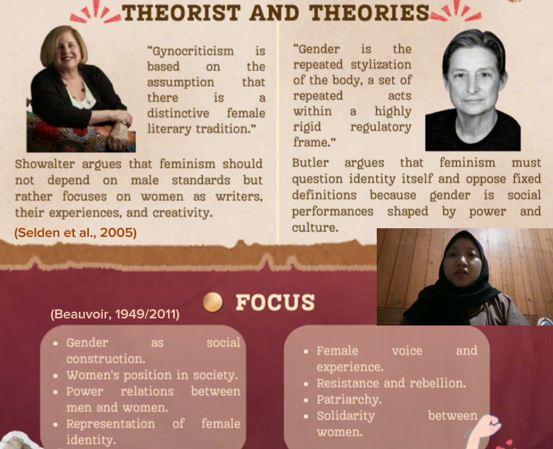Feminist approach focuses on gender as social construction. Feminism focuses on how femininity and masculinity are created by society, not biology. They look at how culture teaches women and men to act in a certain way. Women's position in society: feminism examines how women are limited, silenced, or controlled in literature. Power relation between men and women: feminism focuses on who has power and who doesn't.